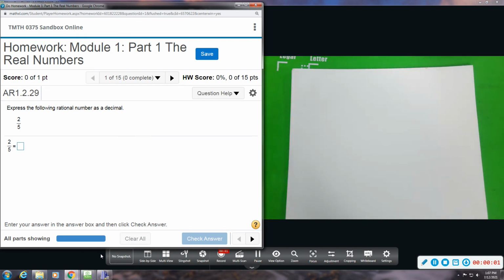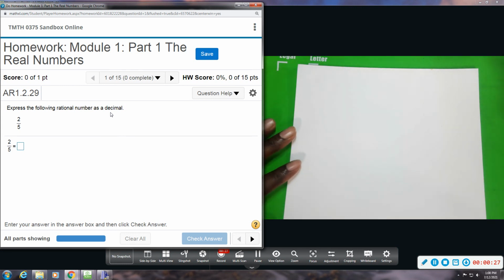Okay, so this is Intermediate Algebra Module 1. I'm going to demonstrate each one of these homework problems for you. So number 1 here, it just wants us to express the following rational number as a decimal. So I guess before we get going, let me show you what all the number groupings are, and then it will make this a lot smoother.